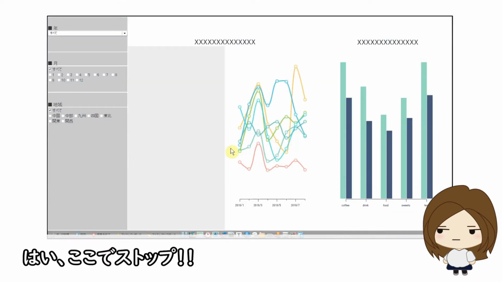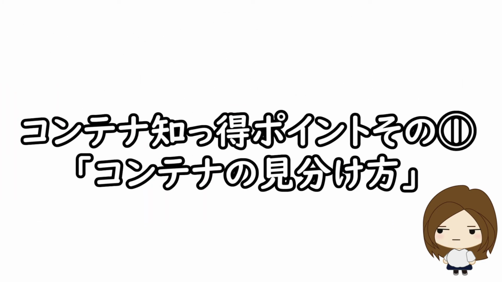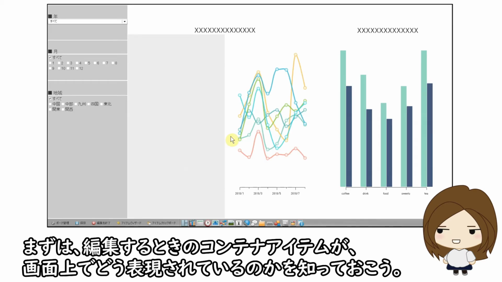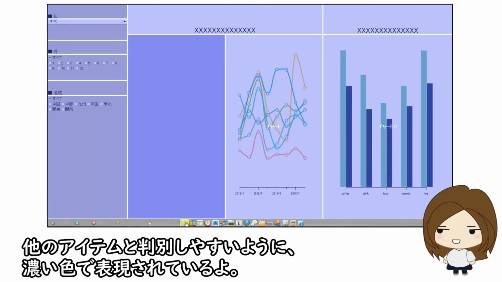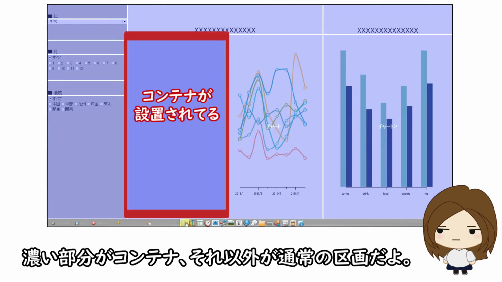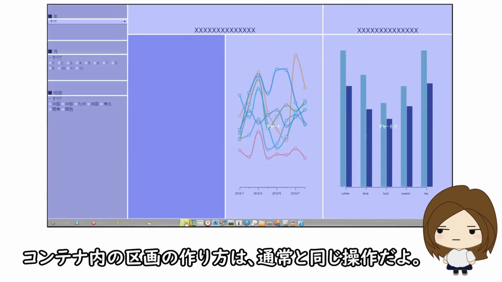Alright, let's stop here for a bit. This is number 1 of Yumi's tips and tricks, how to identify containers. First, let's find out how container items are represented on the screen during editing. Container items appear darker to make it easier for you to distinguish them from other items in Edit Layout mode. The light part over here are the normal partitions while the dark part over here is the container.